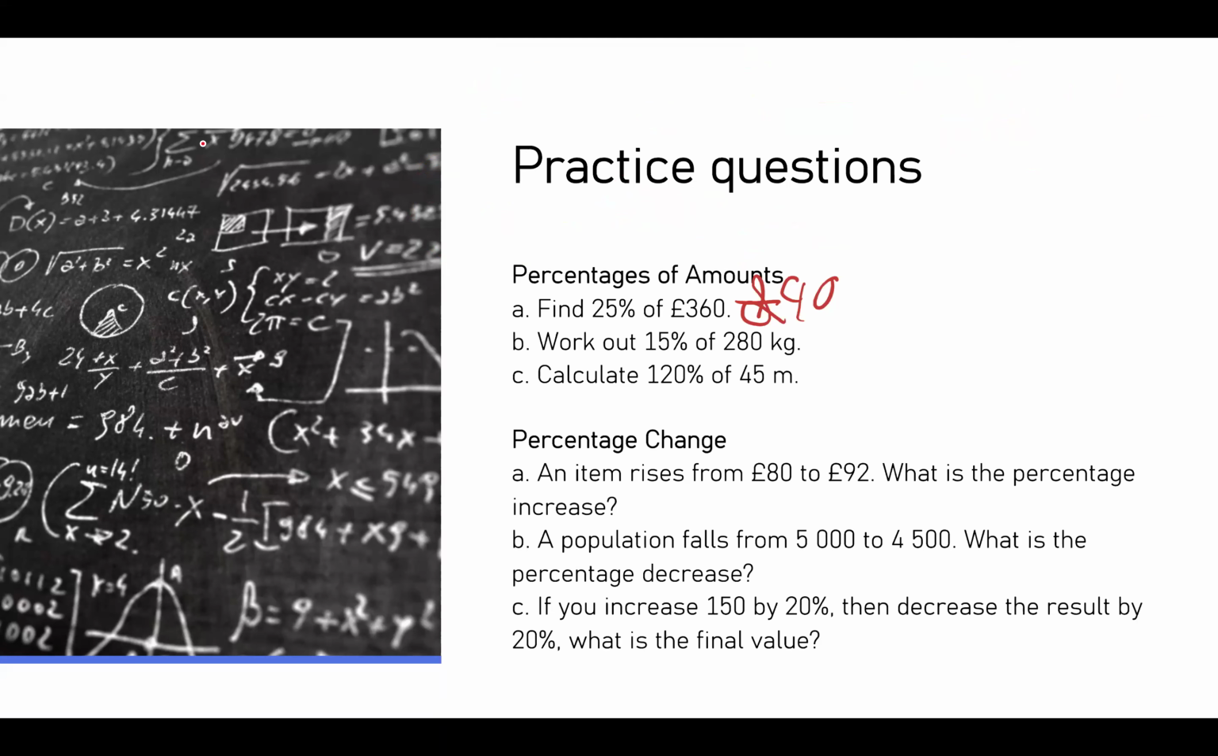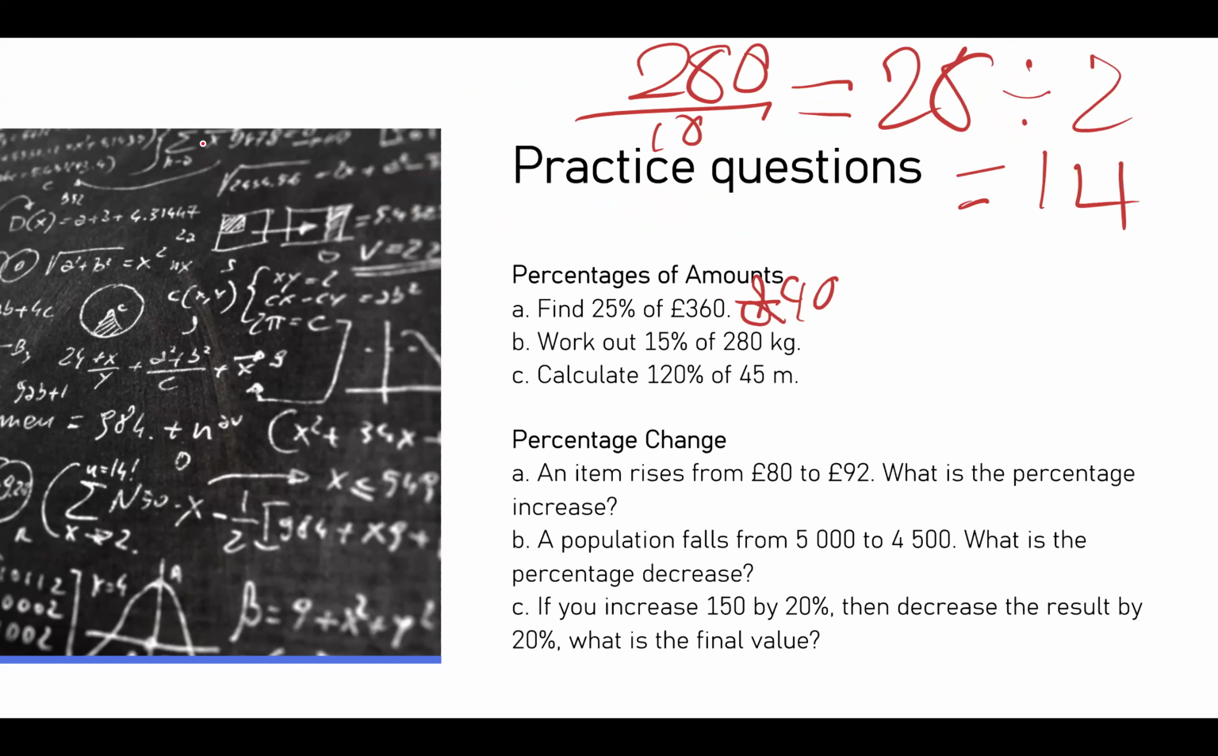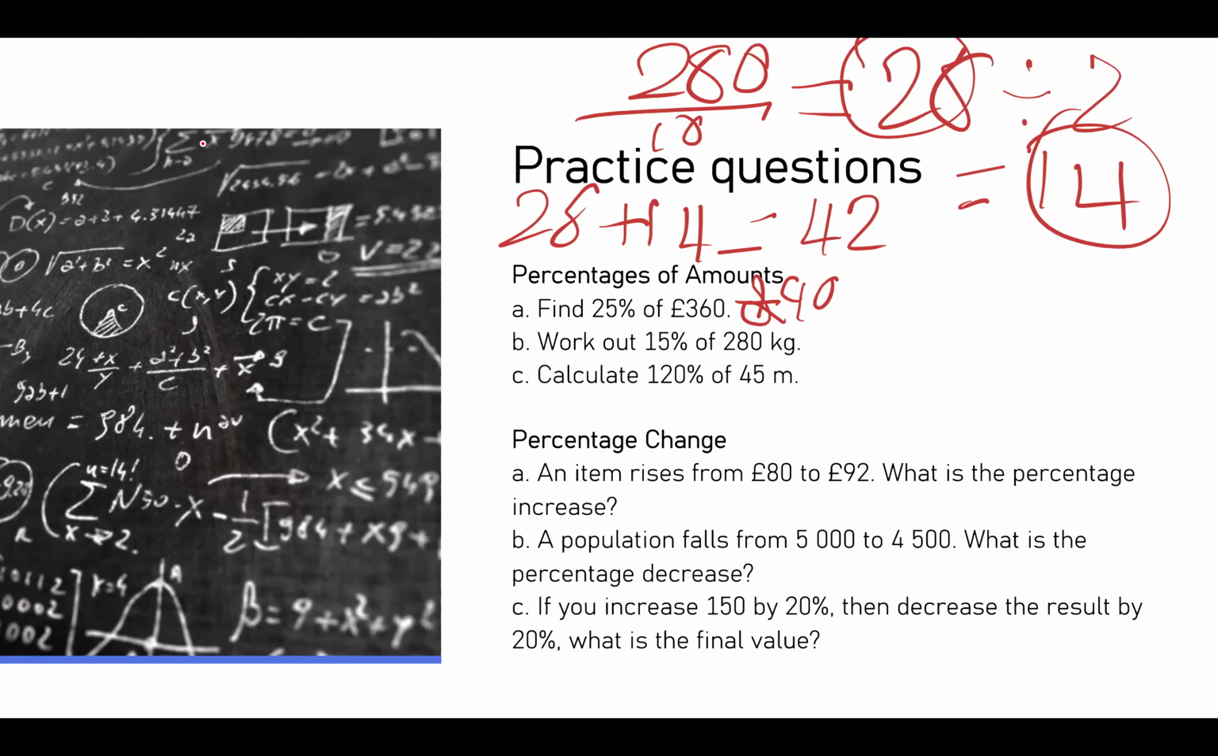Work out 15% of 280 kg. Again, 10% of 280 is 280 divided by 10, which is 28. 5% is just divided by 2, which is 14. So we do 10% add 5%, which is 28 and 14, which equals 42. So the answer would be 42 kg. Again, all we did was find out 10% and 5% and add them together.